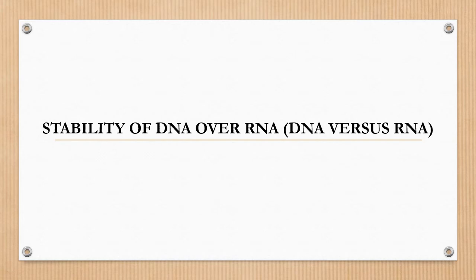So, DNA versus RNA, or the stability of DNA over RNA. Simply, we can say the differences between DNA and RNA. Both are nucleic acids and both are considered as genetic material. And RNA is the first genetic material because prokaryotes evolved earlier than eukaryotes, and some of the prokaryotes have RNA as genetic material. So that's why, when comparing the stabilities, DNA is more stable over the RNA. Let's see why it is more stable.